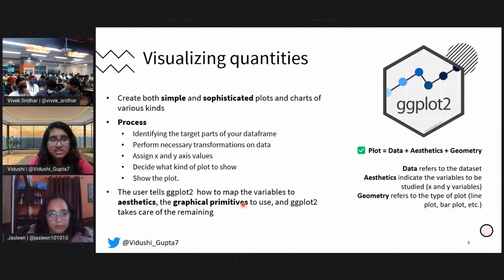In ggplot2 we just have to provide the aesthetics and the graphical primitives, and then ggplot2 takes care of all the other factors. So it's as simple as just telling which columns are responsible for the x-axis, which columns are responsible for the y-axis, and what kind of chart, and it's that easy.